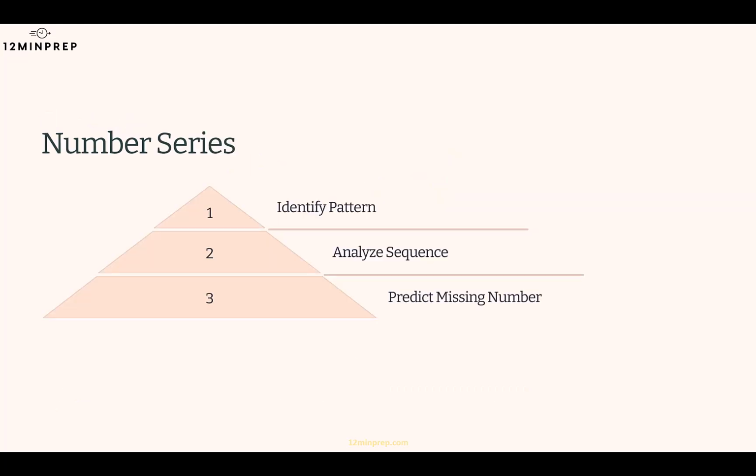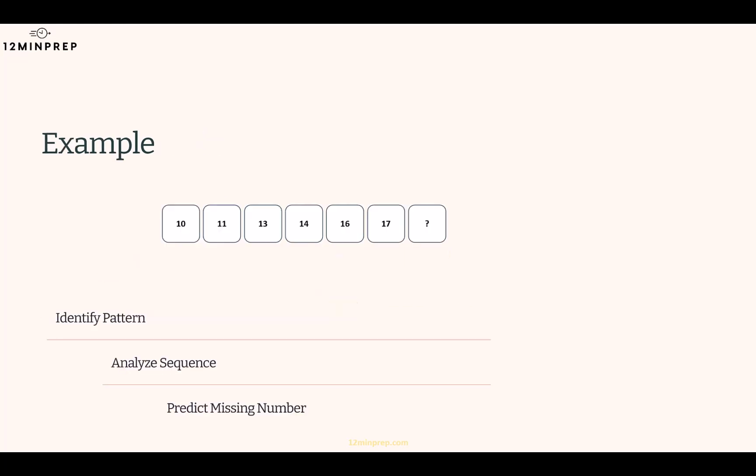In the number series section, you are presented with a sequence of numbers, and you need to predict a missing number. The missing number could be positioned in the middle or at the end of the sequence. This is a simplified example of a number series question.